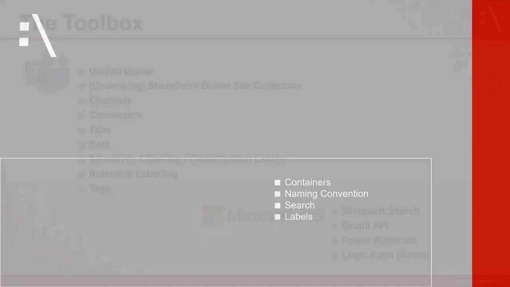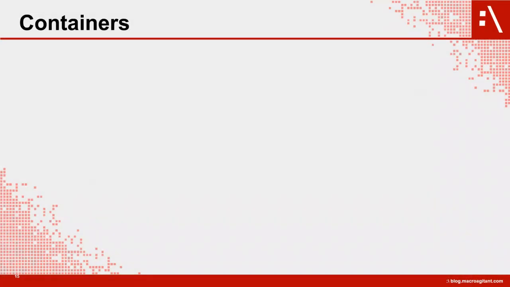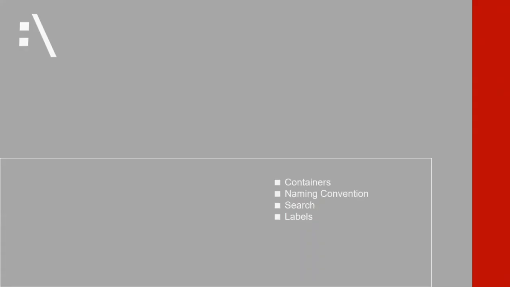So in terms of the solution, I want to talk about four aspects of it. Just go back, sorry. Containers, what I mean by containers and how they form part of a solution. Naming conventions, which I think is always a popular topic. Do we need them? What do they look like? How do we implement them? Search and how we find information, and labels.